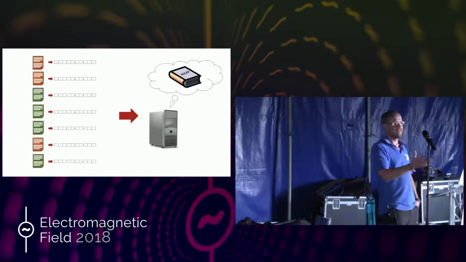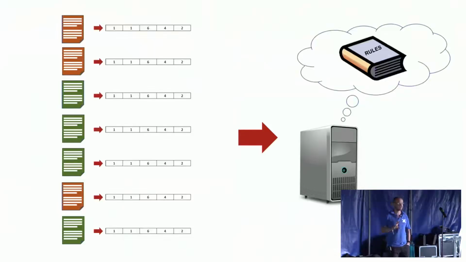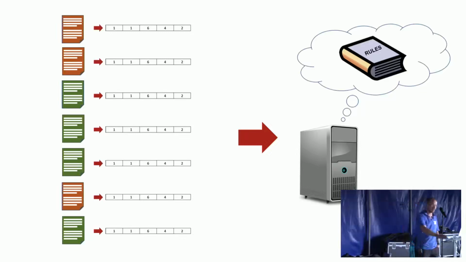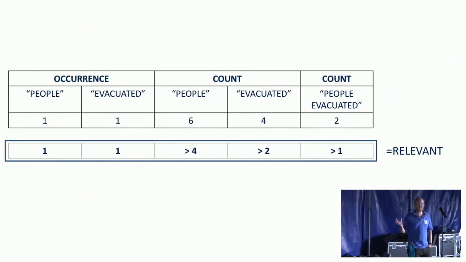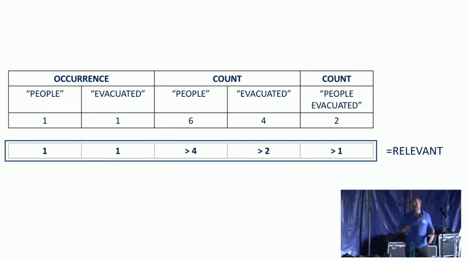But once we have these pre-human tagged examples and we've converted them into these representations, we have algorithms where we can feed this in, and the computer will on its own figure out, based on what the examples are, what the best rules seem to be that it can use for the classification. So for example, with our oversimplified features, what it might decide is that if both people and evacuated occur, and the word people occurs more than 4 times, and the word evacuated occurs more than twice, and the phrase itself occurs more than once, then we will classify that article as being relevant.